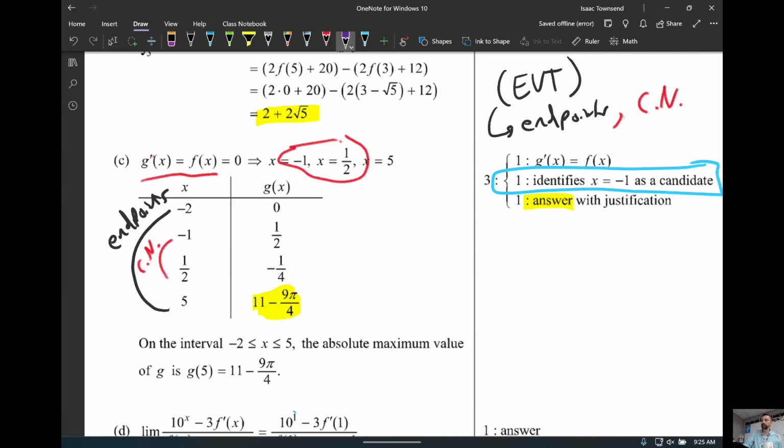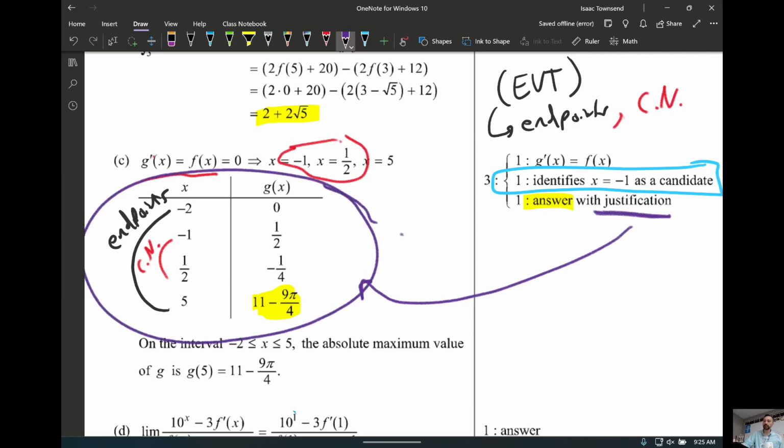But the justification can be very complicated unless you make this table. This table is called a candidates test. It is the easiest way to get the justification. Because if you don't do the candidates test, you need to explain to me, why didn't you test x equals 1? Why didn't you test x equals 2?